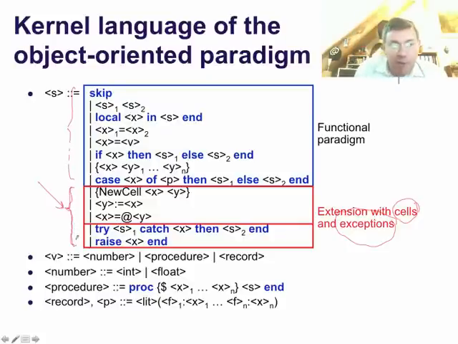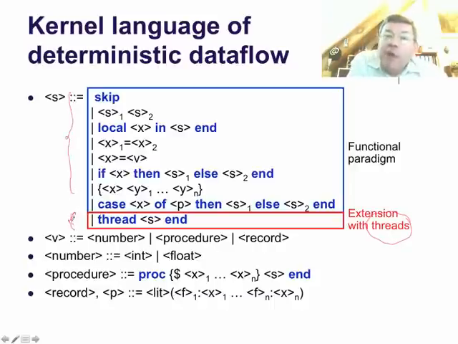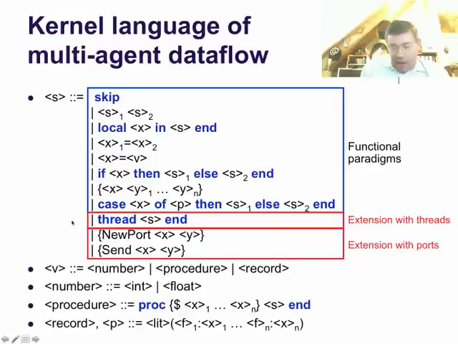So that's object-oriented programming. Another extension going the other way is again starting with the functional paradigm, but now we add threads. Okay? So we start with functional here. We have this thread extension, and this lets us write deterministic data flow programs. So this is a third kernel language for the third paradigm. And now we have a fourth kernel language of multi-agent data flow. So we keep the thread extension. We then add ports. Ports which are named streams, which are a kind of communication channel.